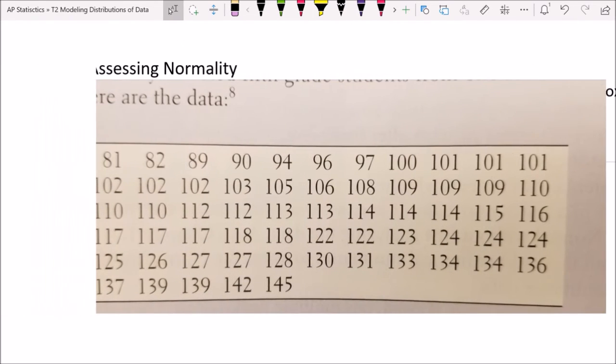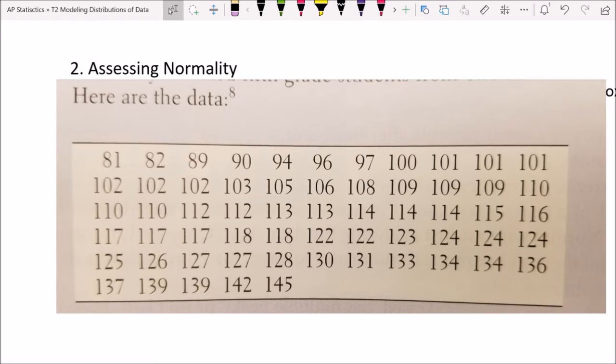The next thing we're going to do is look at a data set and assess normality. So far, we've seen questions like, well, the data are approximately normally distributed and so on. Well, what does that really mean to be approximately normally distributed? Where does that come from, and how do we tell if the data are approximately normally distributed? That's what we're going to do now.